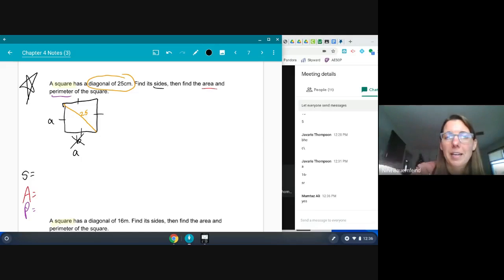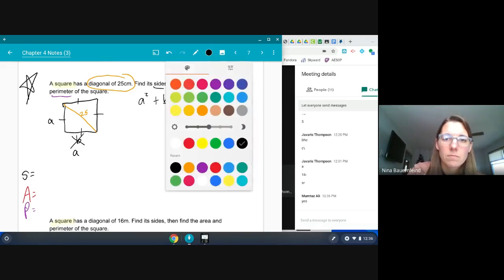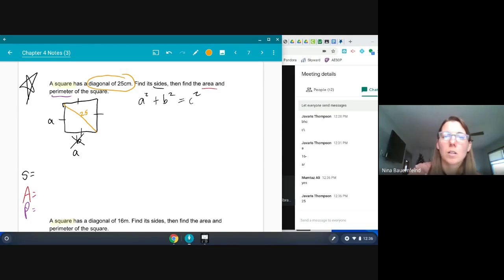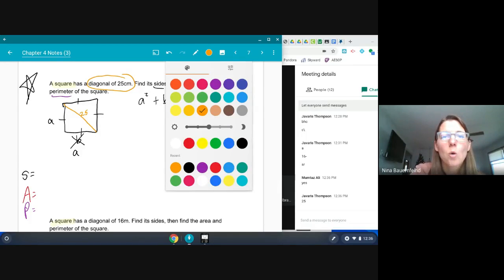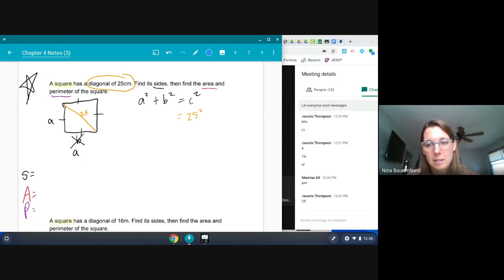So the Pythagorean theorem says a squared plus b squared equals c squared, right? That's what we start out with. What is c in this case? Good. C is 25. And now look carefully. What is b in this case?